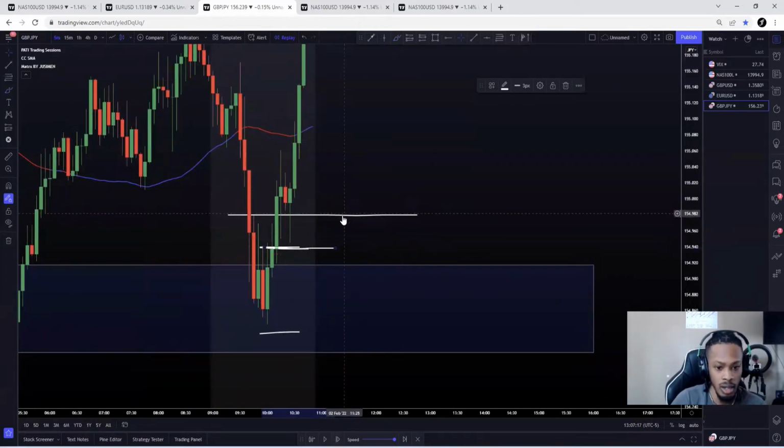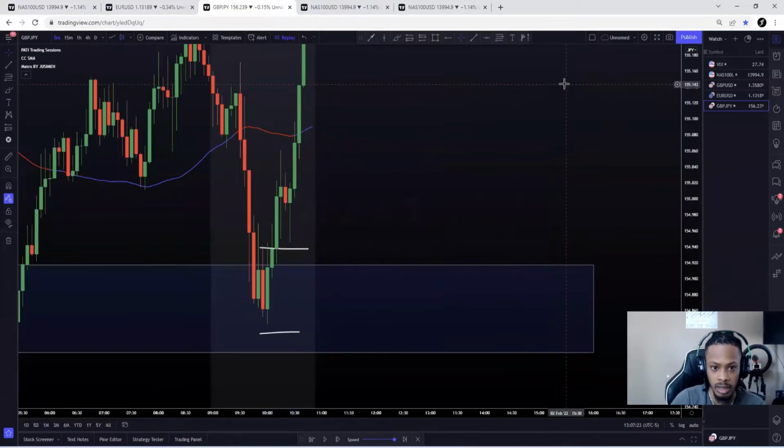Let me see how much RR did you just increase off of just the break of the candle on the 5-minute. Take this stuff off right here.